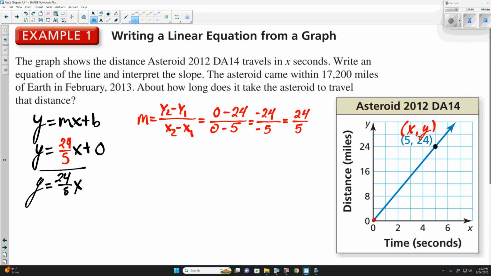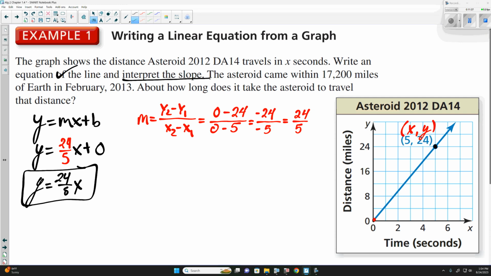Questions on how we found the equation of a line? Because every equation, we need to get it to that form. Even if we're given a point and the slope, we start with point-slope, and we're going to need to get it into slope-intercept. I just saw the word up there. It says write an equation of a line and interpret the slope. So we still need to interpret the slope.